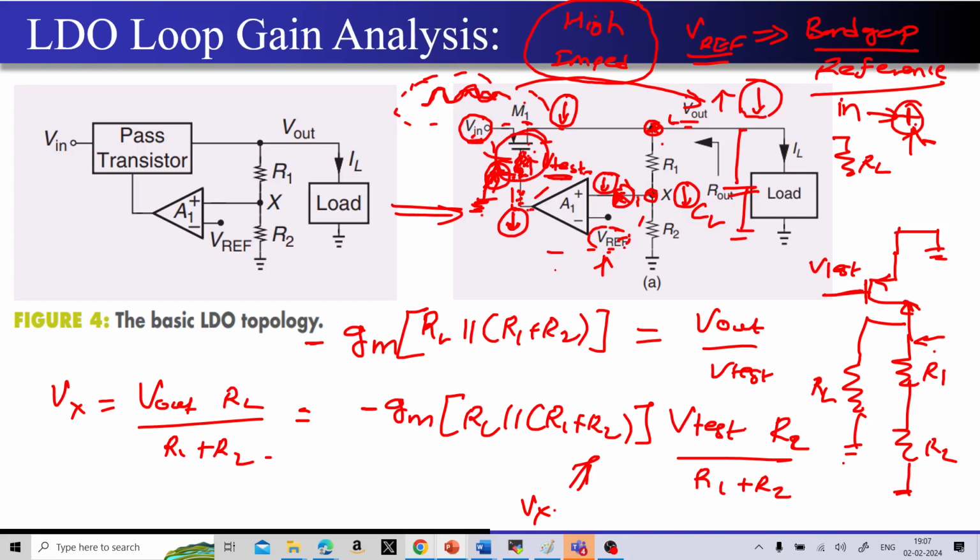Okay. So you are saying that if I break the loop at the non-inverting terminal of the op amp, then the non-inverting terminal of the op amp will be grounded and X will be floating. Just give me a second to think about it. What did you say? You want to open the loop here, okay? And then if we open the loop here, then the positive terminal of the op amp will be grounded and X will be floating.